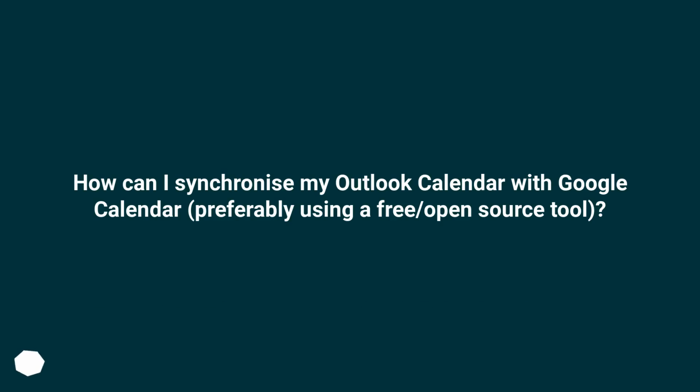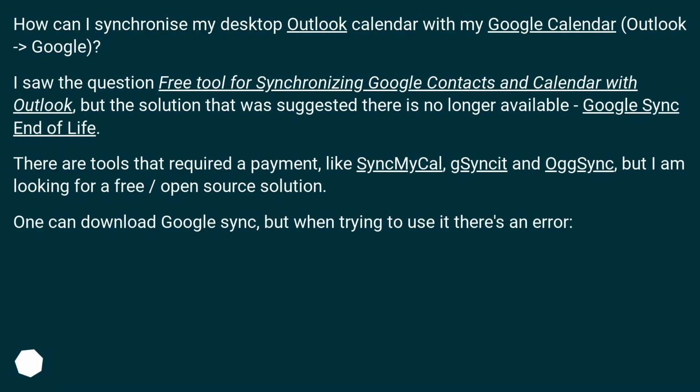How can I synchronize my Outlook calendar with Google Calendar, preferably using a free/open source tool? How can I synchronize my desktop Outlook calendar with my Google Calendar, Outlook to Google? I saw the question "Free tool for synchronizing Google Contacts and Calendar with Outlook", but the solution that was suggested there is no longer available, Google Sync end of life.